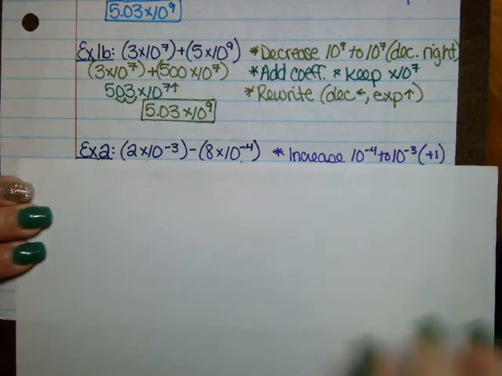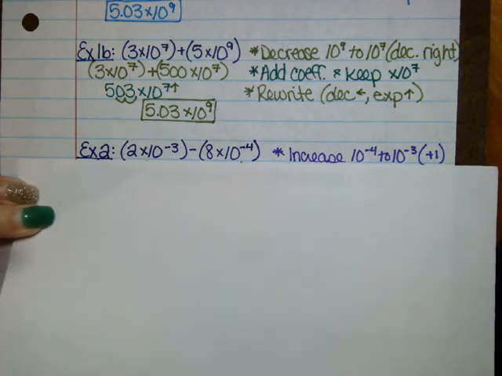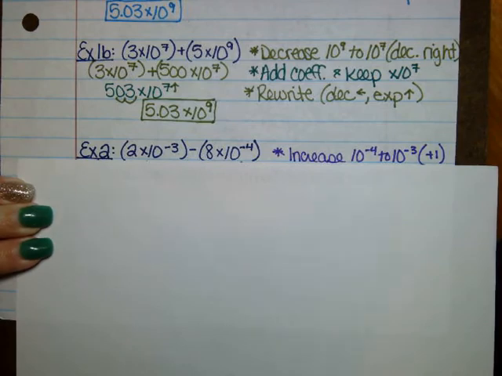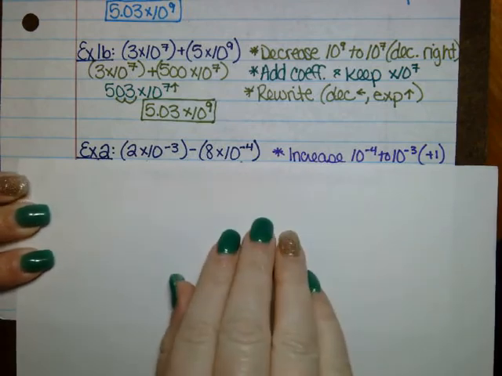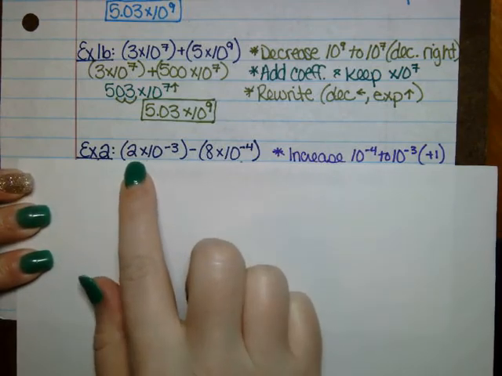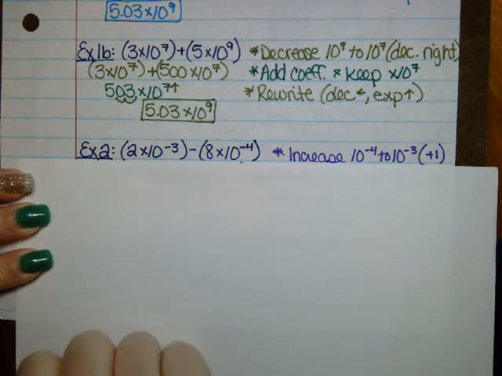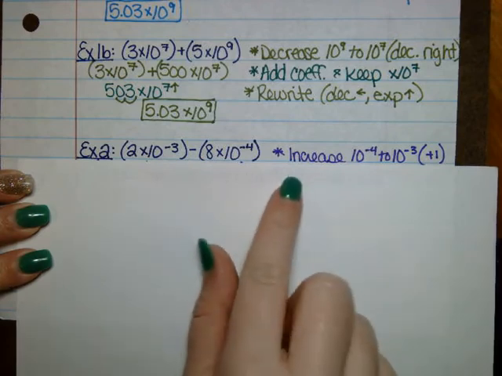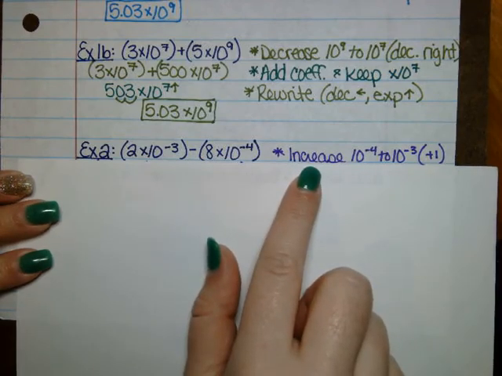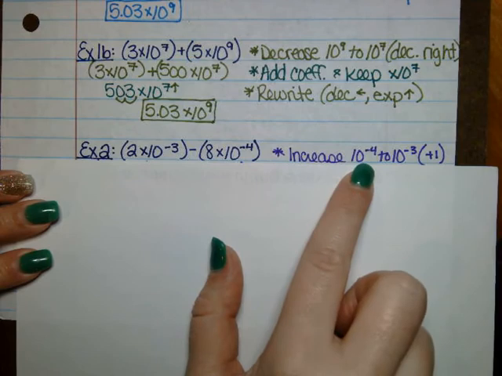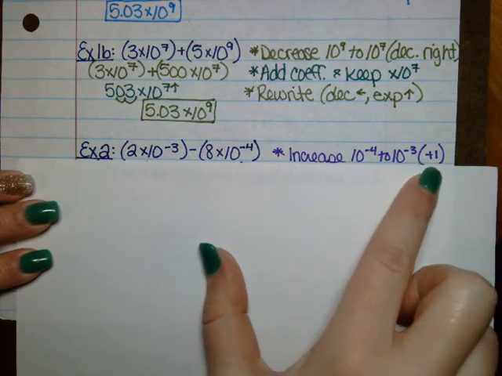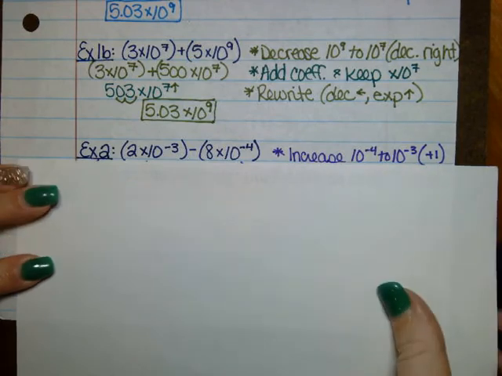Same concept for when we do subtraction. I only worked this problem out once, but again, you could choose either way to rewrite it. If I have 2 times 10 to the negative 3rd, and I'm subtracting 8 times 10 to the negative 4th. So again, in this case, I'm going to increase from a negative 4 to a negative 3, which means I have to add 1.